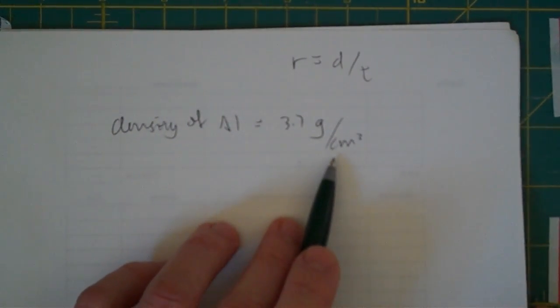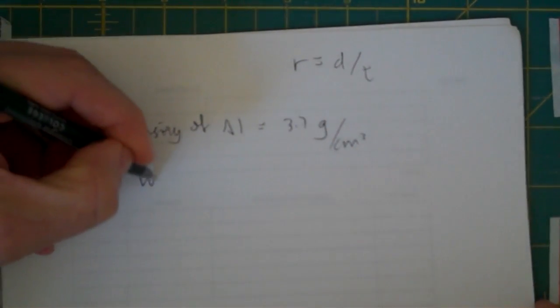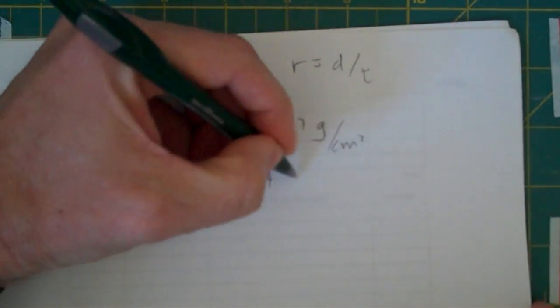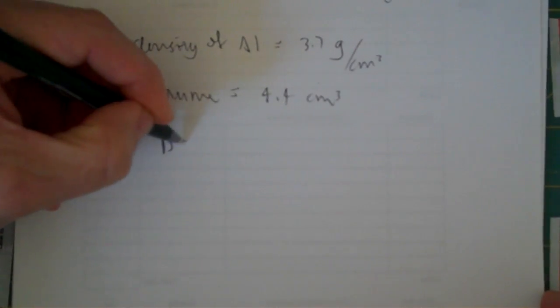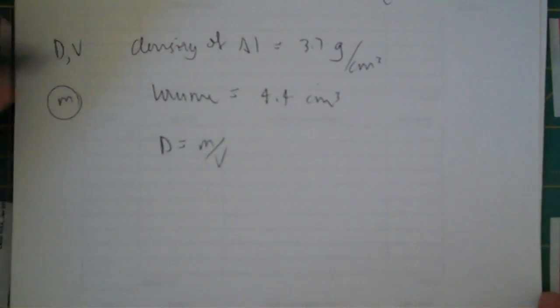So let's do an example. Suppose that we've got the density of a block of aluminum is 3.7 grams per cubic centimeter, and suppose the volume is equal to 4.4 cubic centimeters. Okay. So we have a D and we have a V, and we need the M. That's what we're being asked to calculate. So what I'm going to do every time is I'm going to do it with the variables first. D is equal to M per V, right? And I'm looking for my mass.